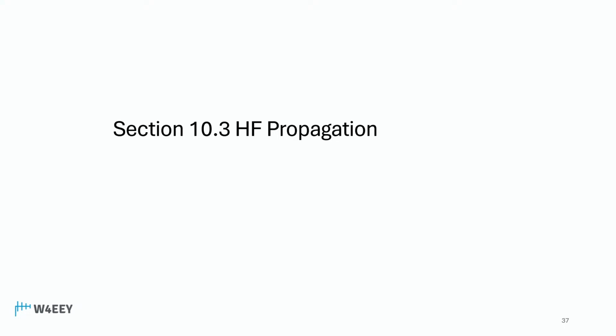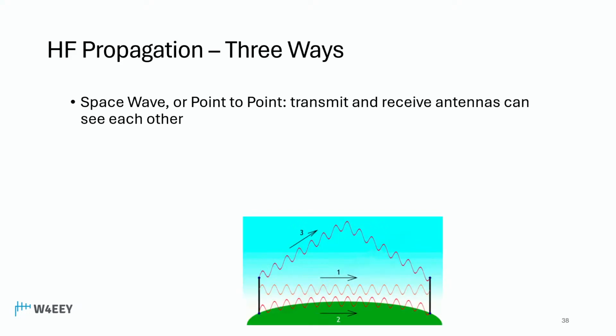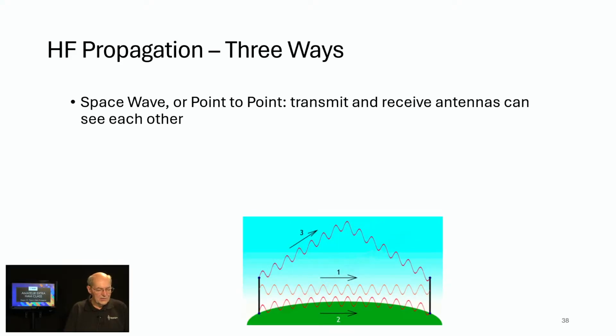So we're going to get into HF propagation. This has got a lot of practical stuff in it. So radio waves can typically get from A to B in 3 different ways. We've got what's called space wave, which goes up into the ionosphere, comes down again.